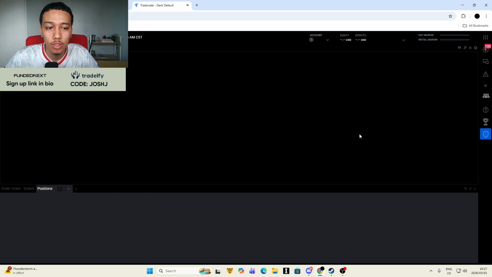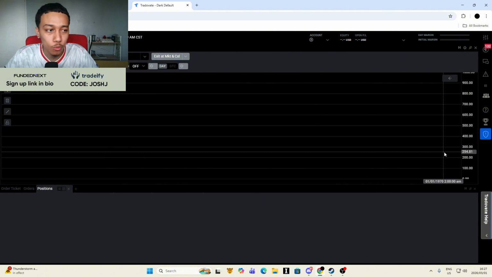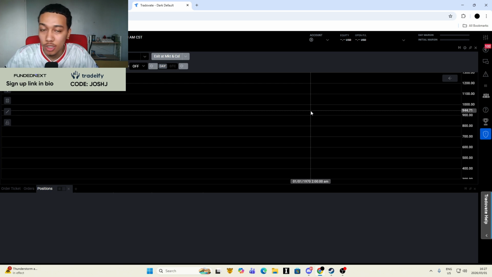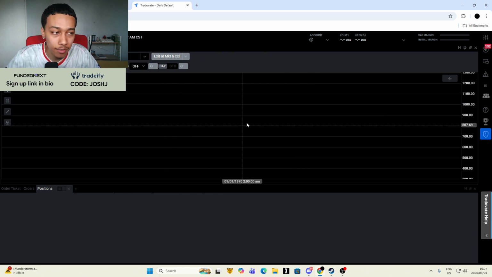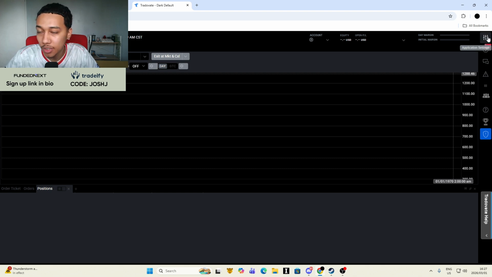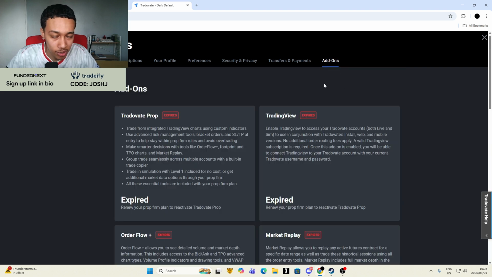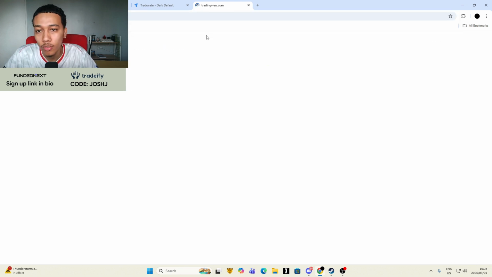So if you go here, simulated. This is an old platform account that I had with TraderVate. I'm using this as an example. So when you're on here, you can obviously trade on here. But if you want to activate TradingView, click on the top right over here, settings. Go to add-ons over here, right. Then go over here to TradingView and then click enable. So you'll enable it on TraderVate first, and then you go to tradingview.com.